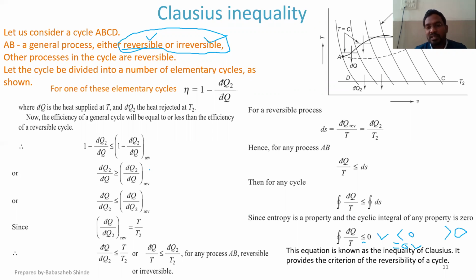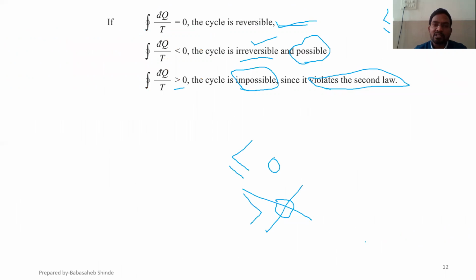Describe the Clausius inequality. So you need to derive this equation, cyclic integral of dQ by T less than or equal to 0, as well as you need to write these three relations for reversible, irreversible and impossible process. When it is equal to 0, what kind of process would be there? When it is less than 0 and when it is greater than 0.